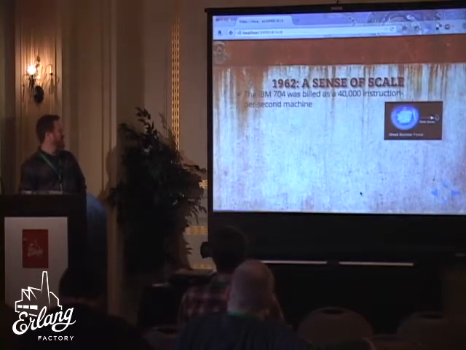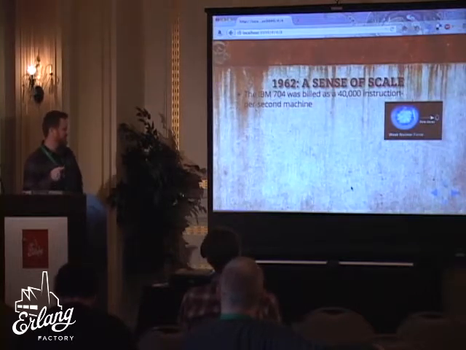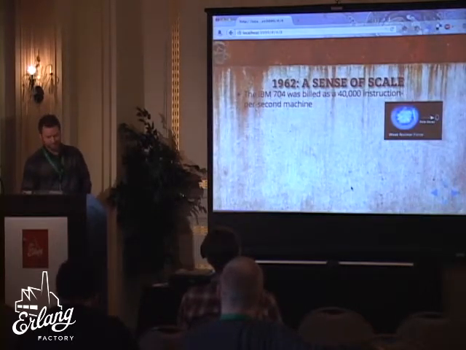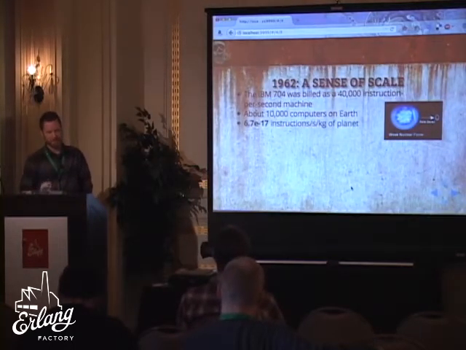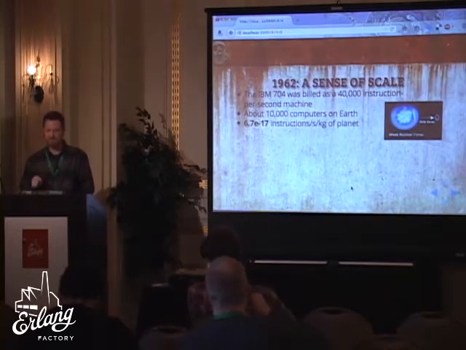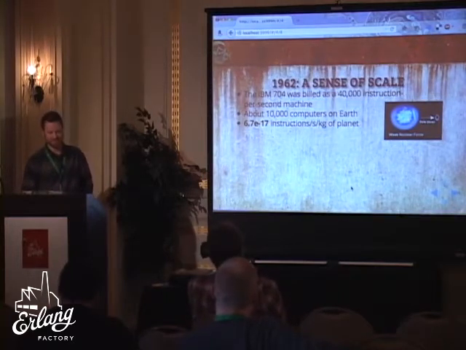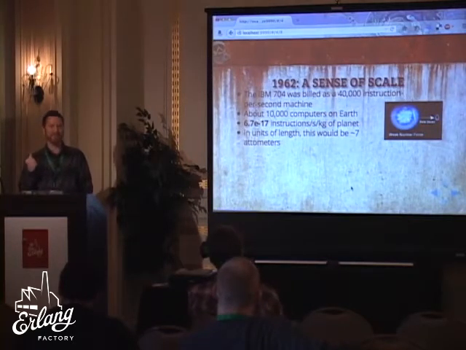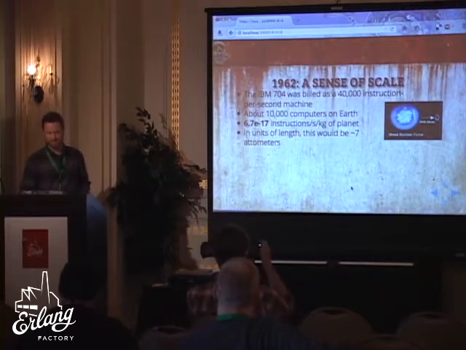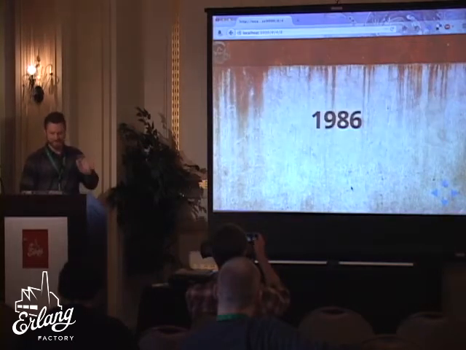Right, so the 704, which Lisp was implemented on, was billed as a 40,000 instruction per second machine. There were about 10,000 computers on Earth at this time, which works out to 6.7 times 10 to the negative 17th instructions per second per kilogram of planet. If you were to convert this to length, you'd be looking at about 7 attometers. And that is around the same length that you have with the nuclear weak force. So we are down in the tiny, tiny Planck scale.